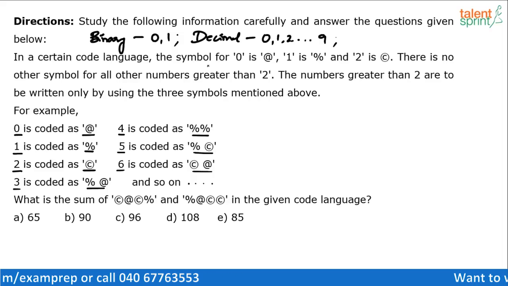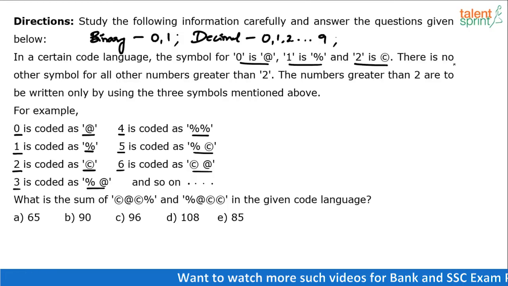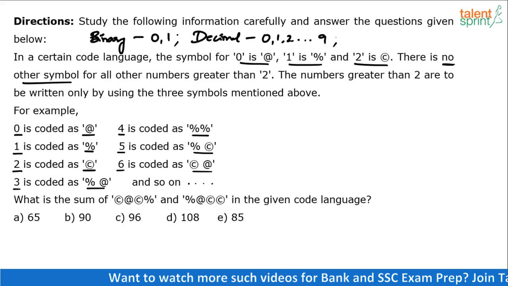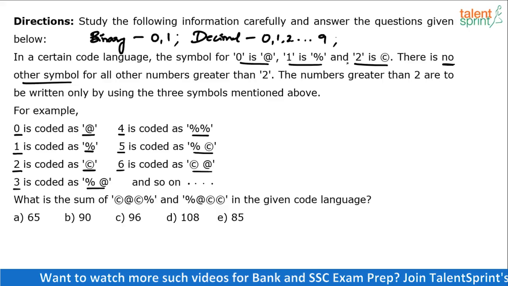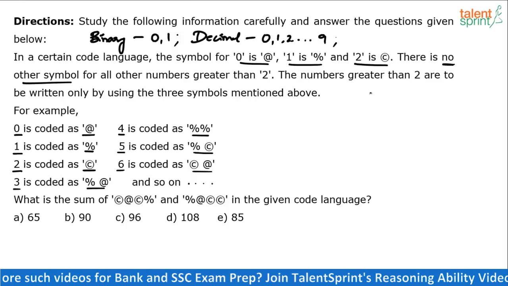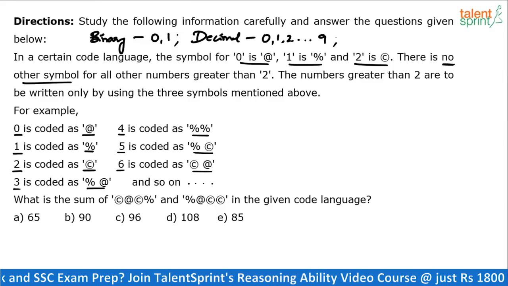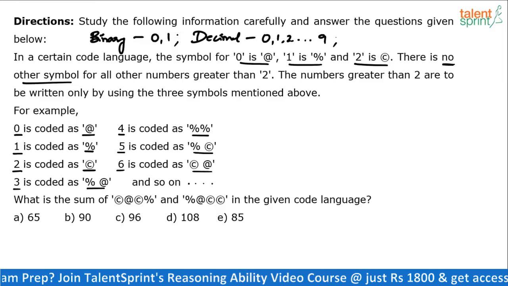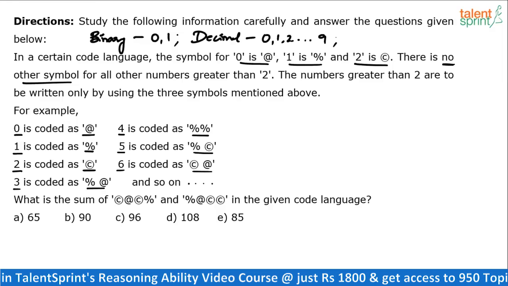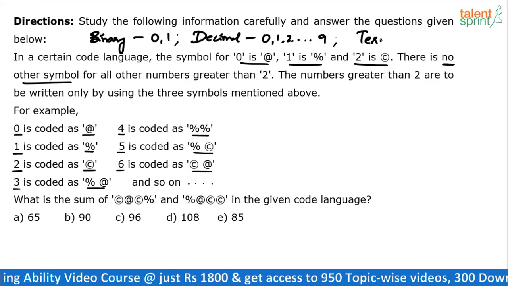In this particular case, he says in a certain code language, the symbol for 0 is @, 1 is %, 2 is ©. There is no other symbol. Now this is important. There is no other symbol, meaning what? There are only 3 symbols that they are using: @, %, and ©. Which means this is a number system where we have only 3 symbols, and such a system is called a ternary system, like binary, ternary.